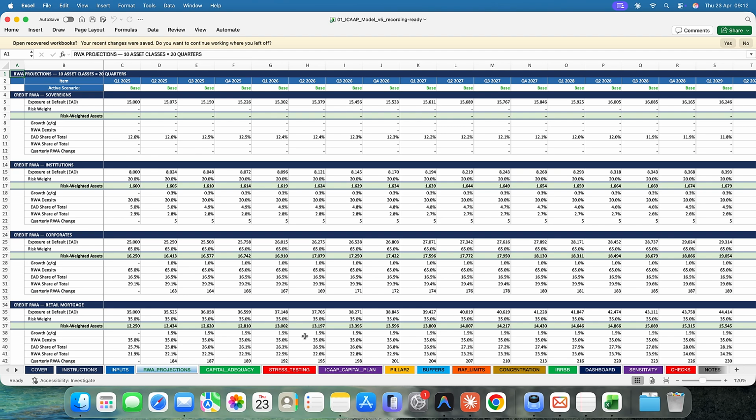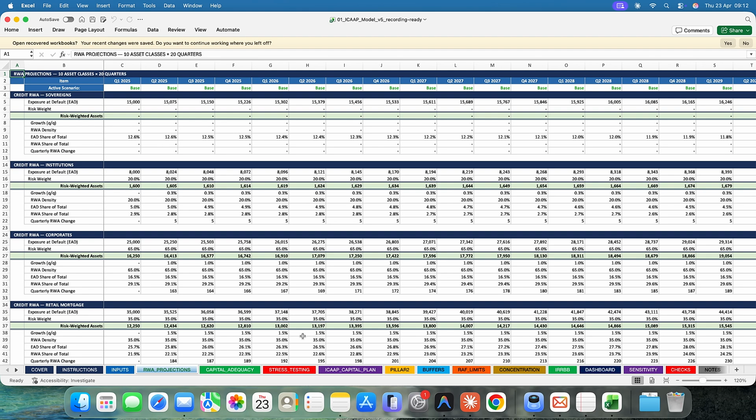And the structure. Every quarter's EAD pulls from the prior quarter plus growth. No circular references. So when your CFO asks what happens if mortgage growth is half of plan, you change one number and the RWA projection walks through 20 quarters cleanly.